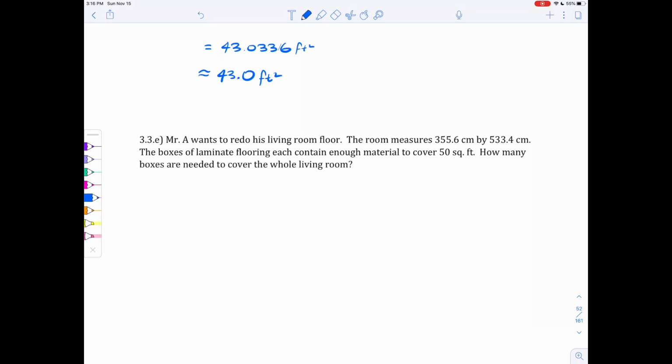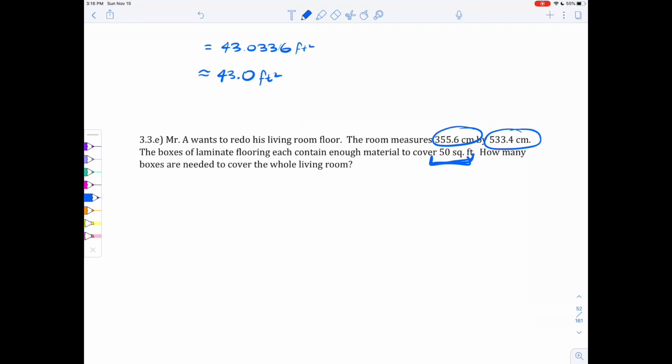So I see right away that I'm going to need to know the area of my room, right? Because to figure out how much flooring I have, I need to figure out the area. So that's going to be one of my steps. When I figure out the area, because I have my units in centimeters, I'm going to end up with centimeters squared, because centimeters times centimeters is centimeters squared. But the material given to me is in a unit of square feet. So I'm going to have to do a conversion next.